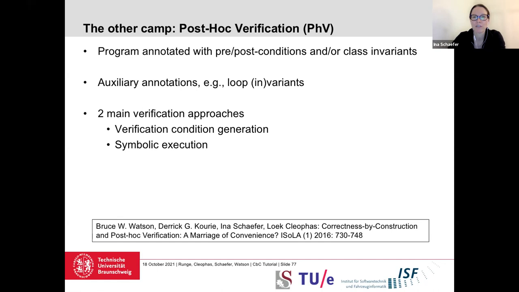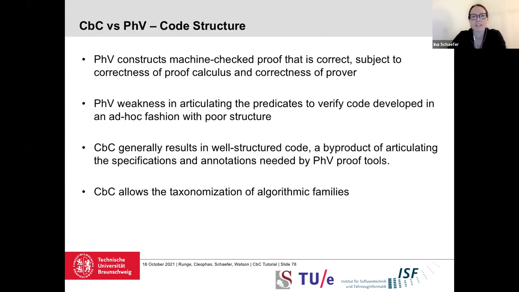One is verification condition generation. This is classical Hoare style, usually weakest precondition reasoning. And then there is symbolic execution, which is what the KeY system does, that we are using as backend for Cork as well. Usually what post-hoc verification does is you write your program as you would normally write it, and then a post-hoc verification prover constructs a proof that your program conforms to that specification.